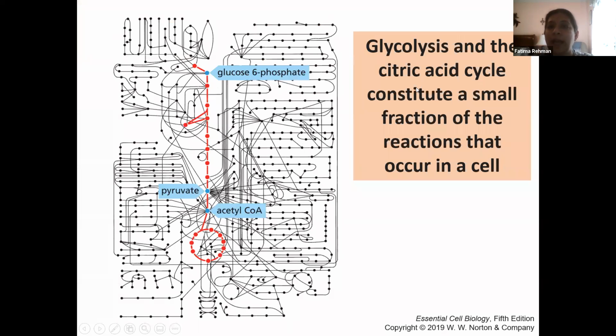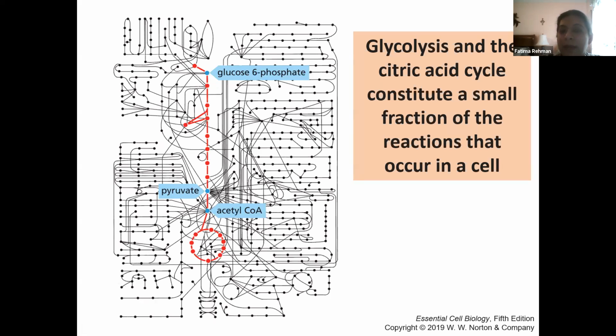If we were to look at glycolysis and the citric acid cycle, we notice how it was already almost 20 different reactions that happened in that process. However, looking at the larger metabolic network in our cells, that's a very small fraction of the reactions that are happening in our cells.